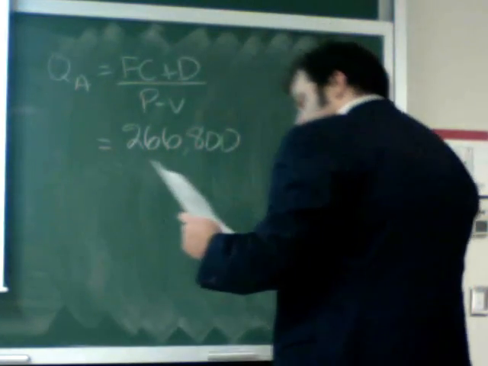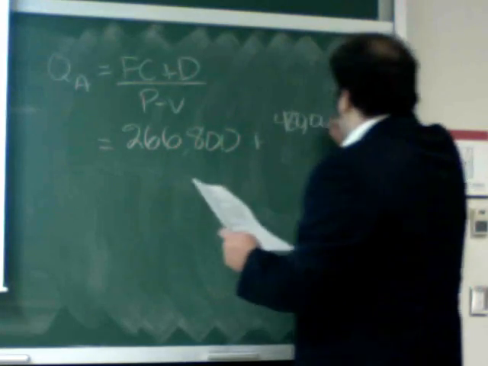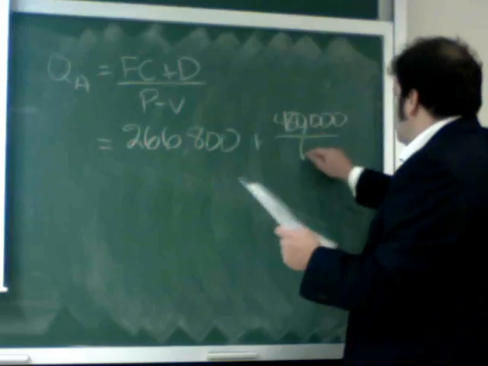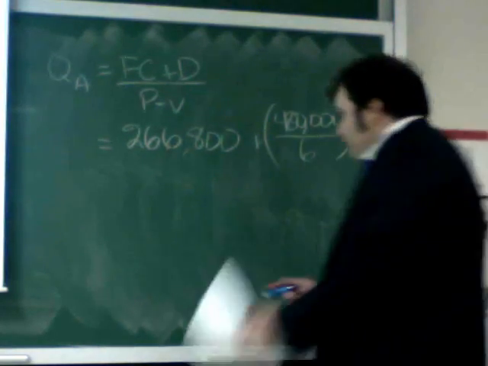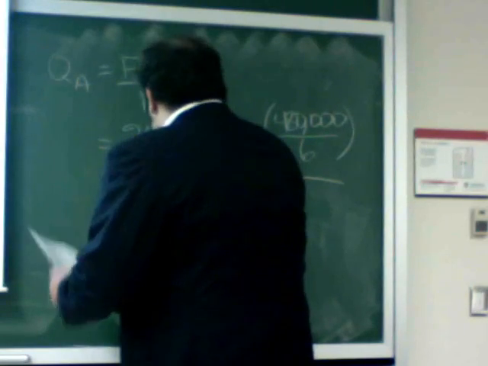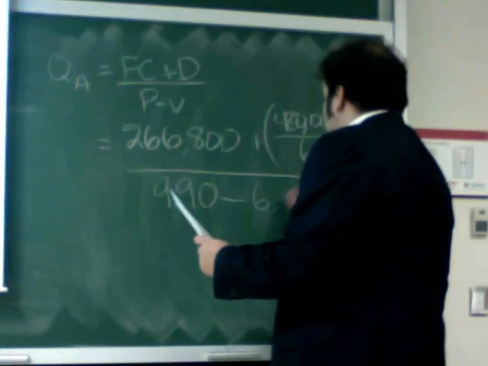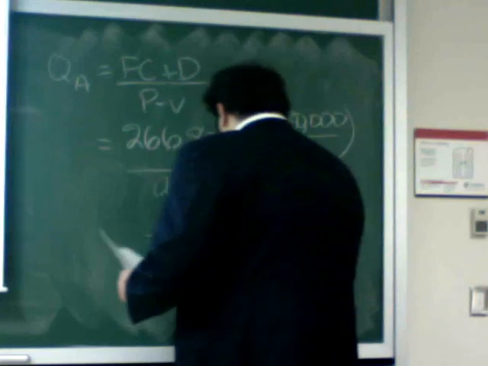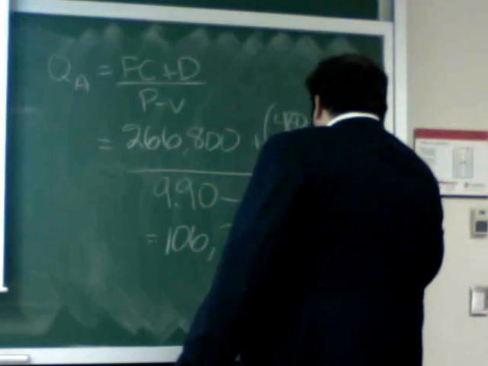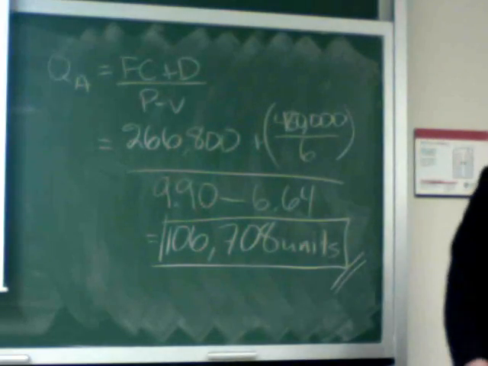So the fixed costs are 266,800, and the depreciation is 480. Straight line 6 years, so 480 divided by 6 is what your depreciation per year is. And then the price is 990, and the variable cost per unit is 664. And so at 106,000 units, you break even.